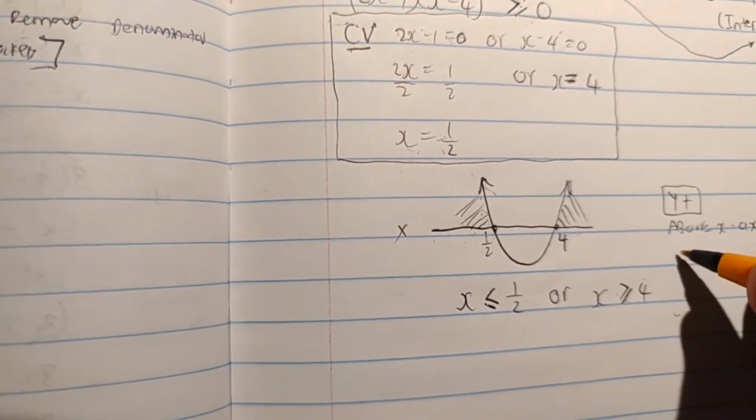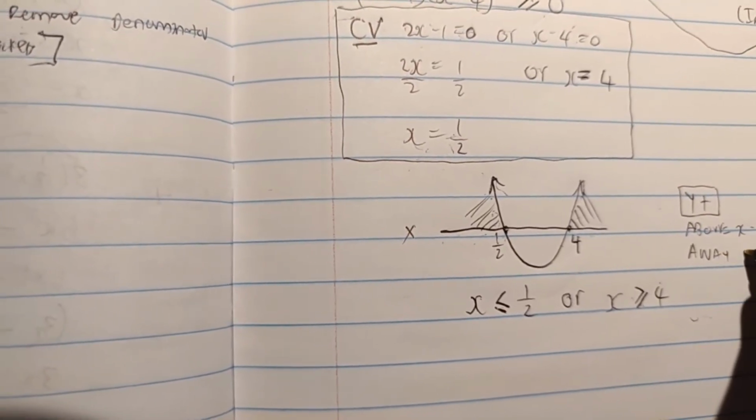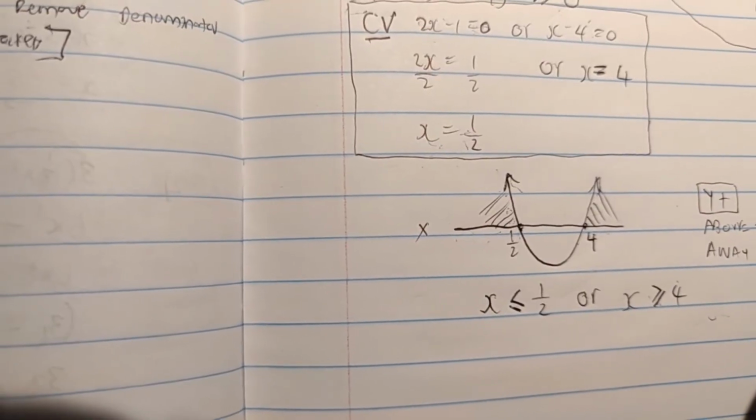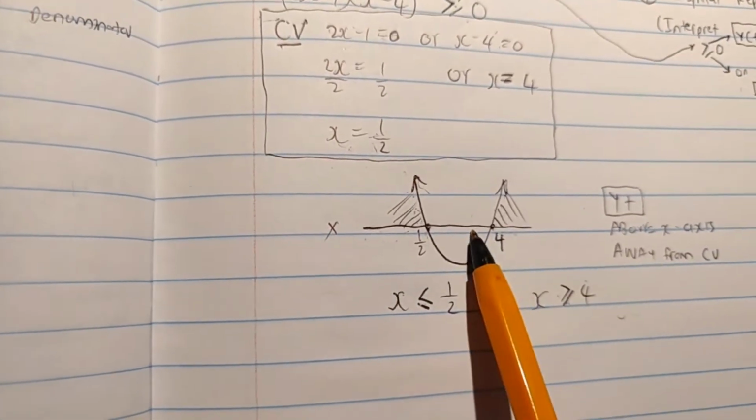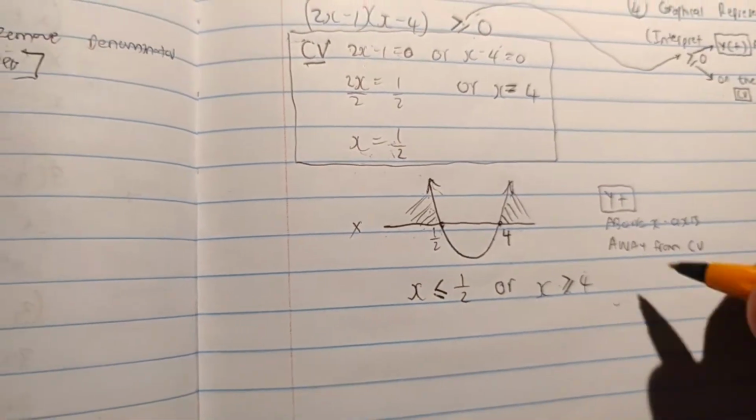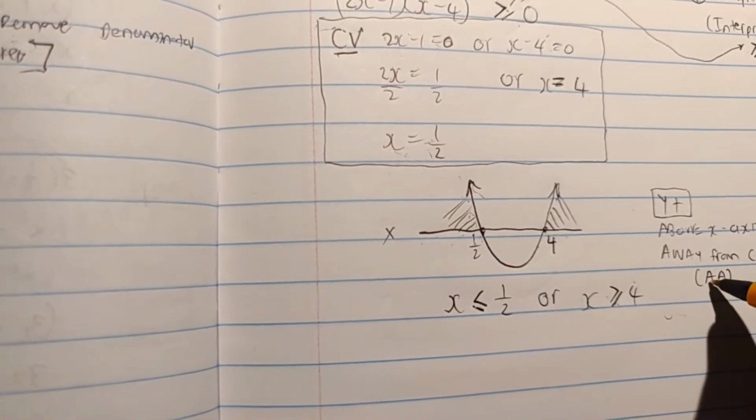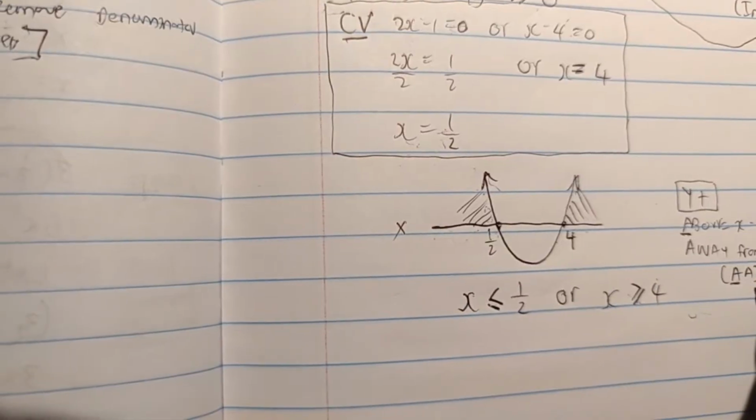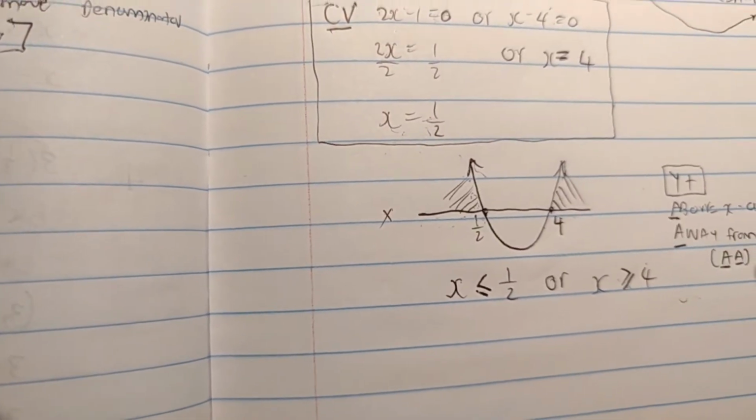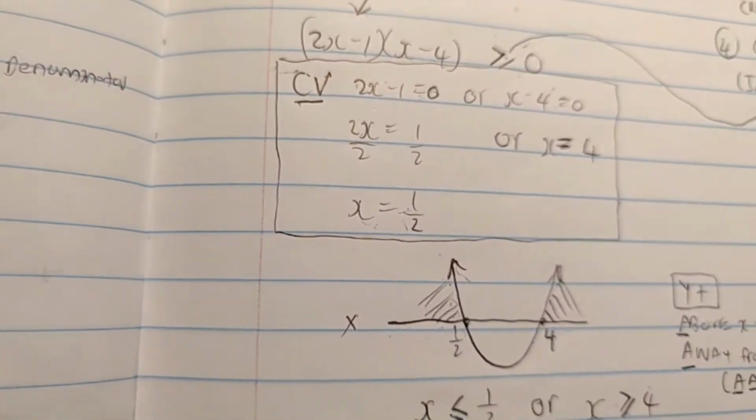I usually say to students, away from the critical values. Away on this side, away on that side. That's why I usually call this above the x-axis, away from the critical values.